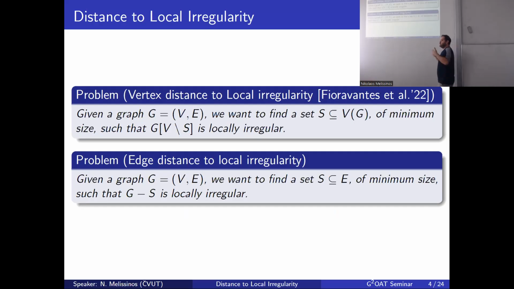The first one is vertex distance to local irregularity, which has already been introduced a few years ago. There you want to delete the minimum number of vertices such that the remaining graph is locally irregular. The second problem is edge distance to local irregularity, where you want to delete only edges from your graph and the resulting graph to be locally irregular.